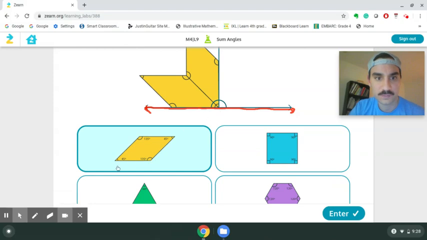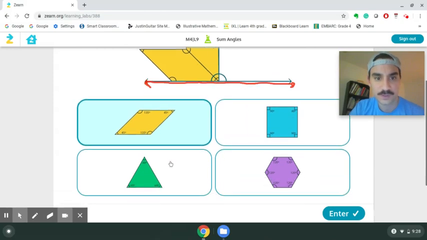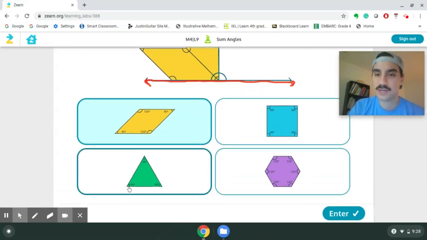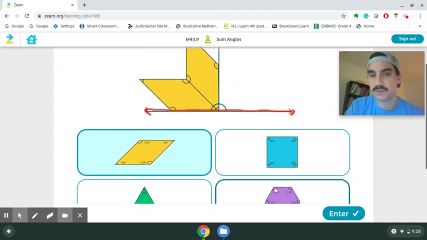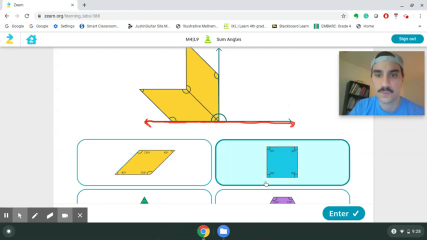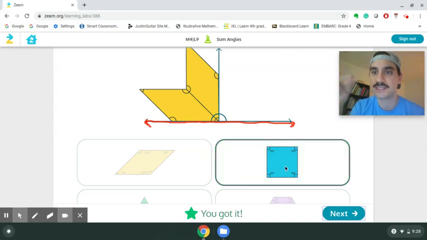this one in? Will this piece give me a straight angle? Will this angle of this triangle give me a straight angle? Will this square, will this hexagon? What do we think? Well, I think this square, this 90-degree angle, will fit perfectly right in here. Let's see if that's correct. Nice job. We did it.